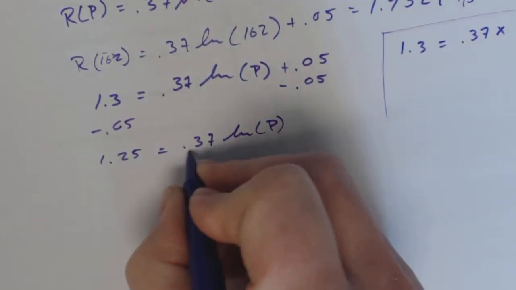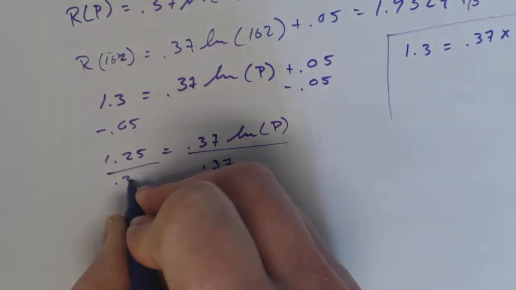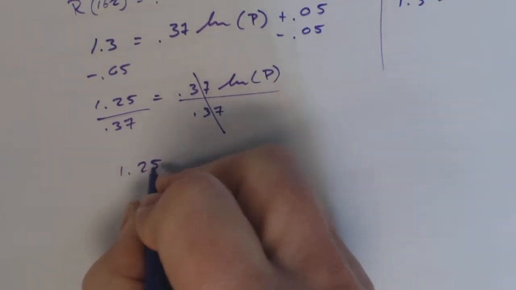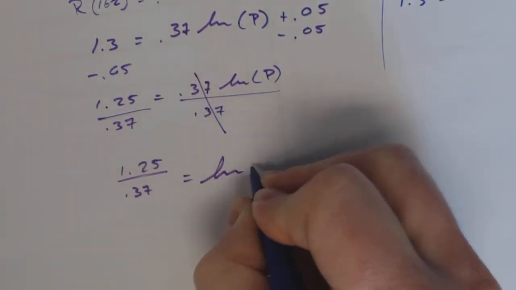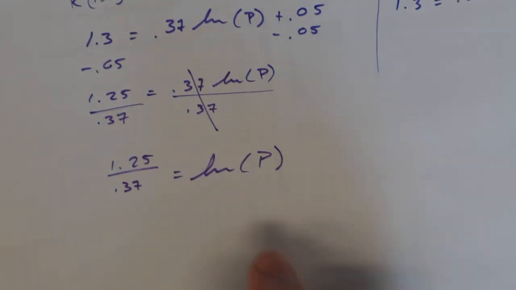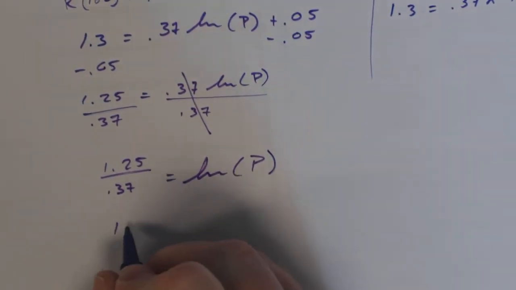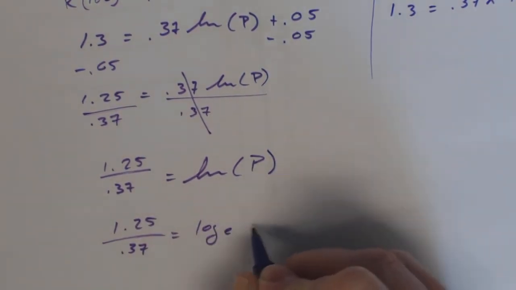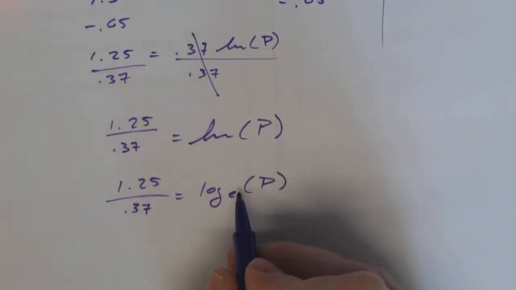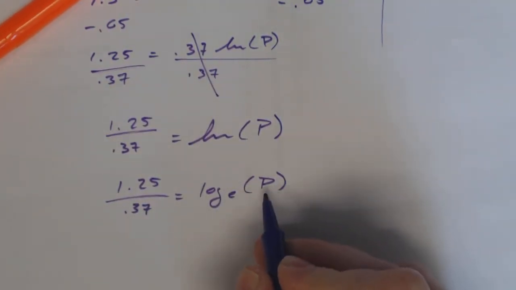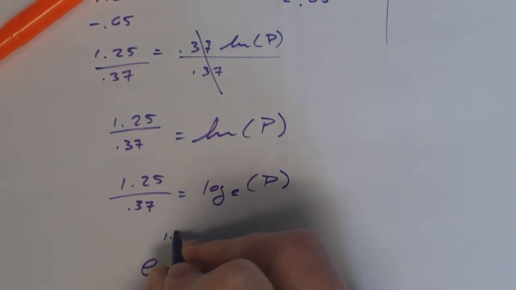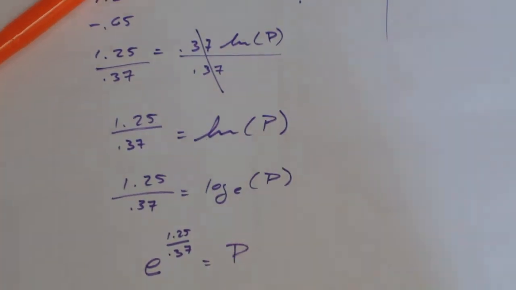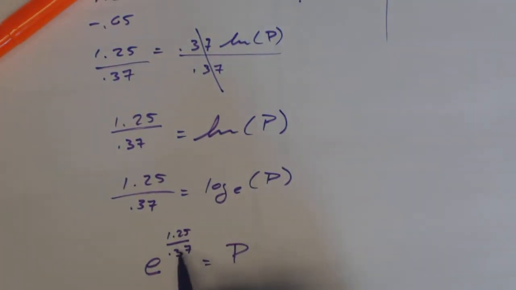Okay, we're going to divide out the 0.37 now. I'm going to leave that as a fraction. Now, what is the natural log of P? Remember what that is? It's a logarithm base e. So I can rewrite this: e to this power equals the argument. I'm rewriting it from a logarithm to an exponential. So we need to find e to that power right there.